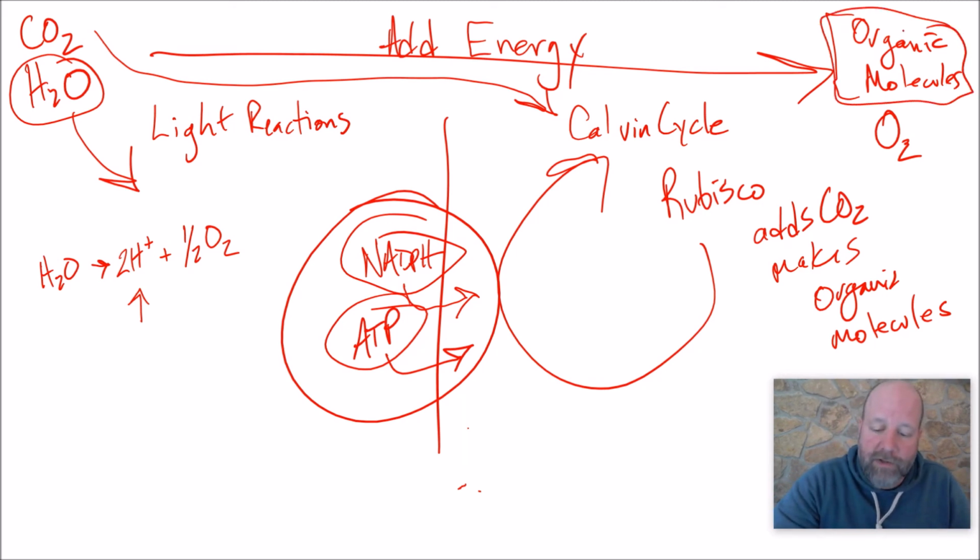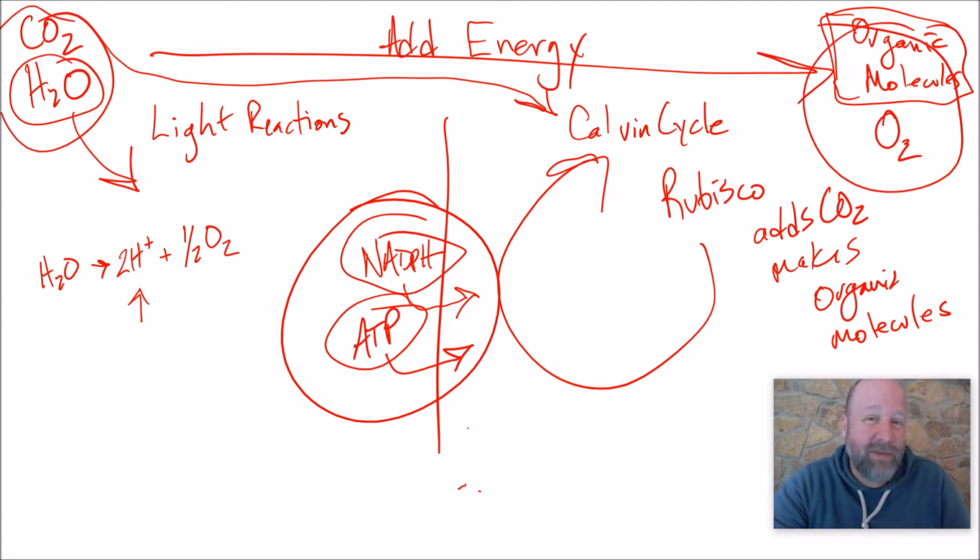to generate these organic molecules. So what you really need to take away from photosynthesis is what comes into the light reactions, what goes out of the light reactions, what goes into the Calvin cycle, and what comes out of the Calvin cycle. And then overall, what comes in and what goes out. Right? That's the part that really matters. You should be aware of what Rubisco does.